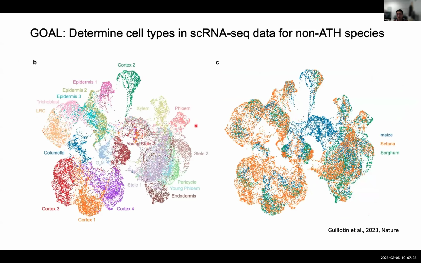Okay, so this was published in Nature by Ken Berman's group a few years back. Basically, single-cell sequencing of 3 grass species: maize, Setaria, and sorghum. On the left, you see the single-cell map, each of the clusters annotated by different cell type identity. On the right, you see the integrated single-cell map from 3 species.